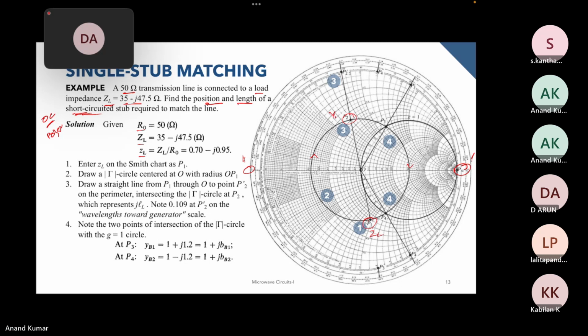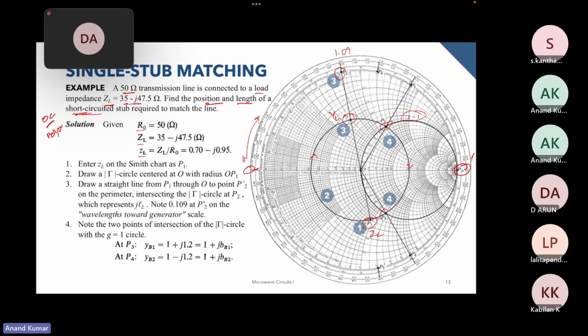We now calculate the normalized admittance YL, and we mark this point P2 over here, and note the value over here as 1.09, in the direction towards the generator. Okay, so starting from here, this is 1.09. Next, we draw this G equal to 1 circle and see where these two circles intersect, P3 and P4.